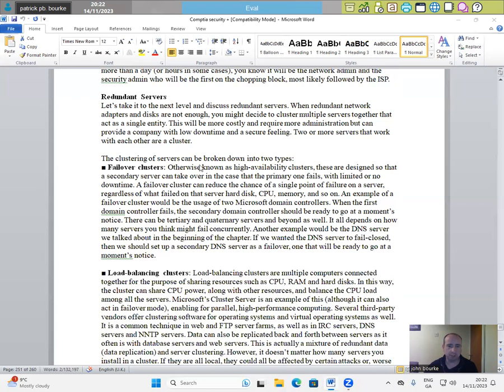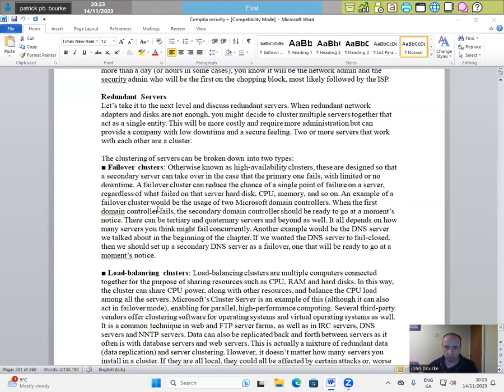The clustering of servers can be broken down into two types. Failover clusters, otherwise known as high availability clusters. These are designed so that a secondary server can take over in the case that the primary one fails with limited or no downtime. A failover cluster can reduce the chance of a single point of failure on a server regardless of what on that server fails: hard disk, CPU, memory, and so on.